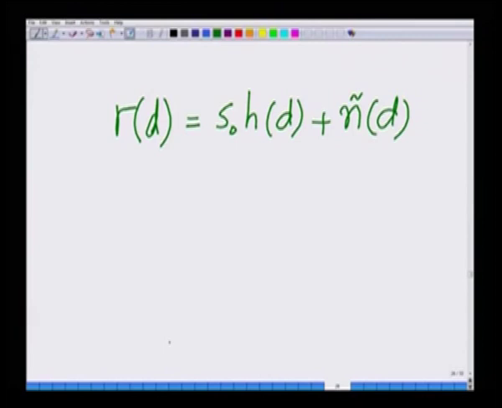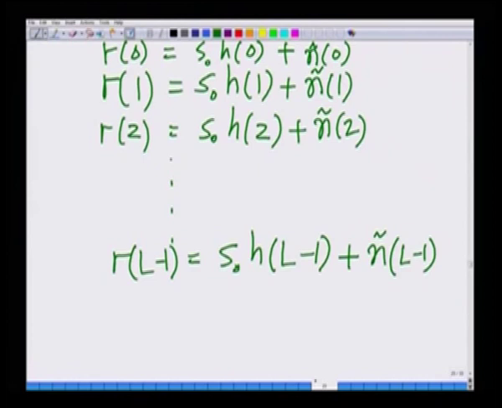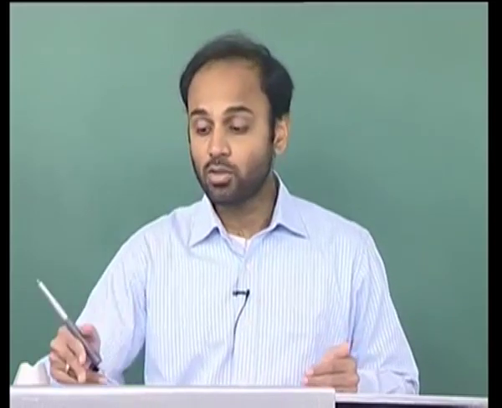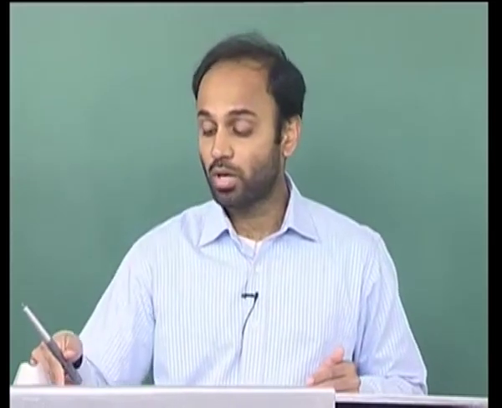Remember, we have seen a model similar to this before. This is like R of 0 is symbol S0 into H of 0 plus noise, R of 1 is symbol S0 into H of 1 plus noise. It is like the same symbol which is being received at different paths. Remember, we saw this before when we said we have the same symbol, but we are receiving at different antennas, each with fading coefficient H0, H1, H2, HL minus 1.